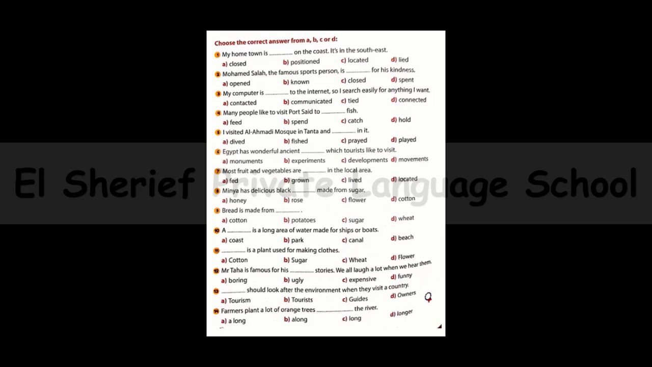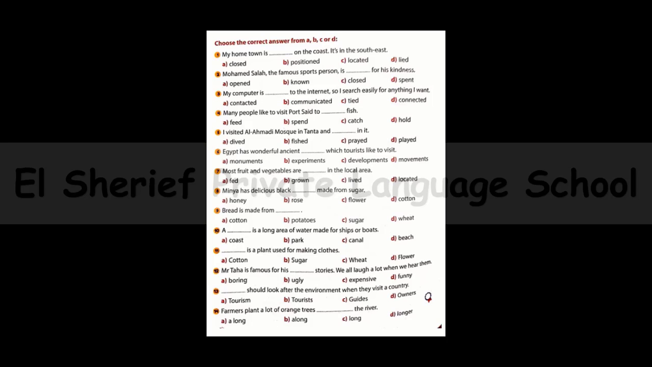Number 7, most fruit and vegetables are grown in the local area. So, they are grown. And I must remind you that here it's a passive voice. So we start with the object, then we have am or is or are, and then we have the past participle. Number 8, Minya has delicious black honey made from sugar, honey, rose, flour, or cotton. So yes, Minya has delicious black honey made from sugar.